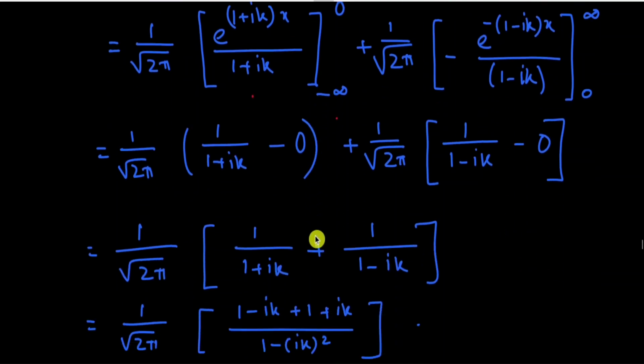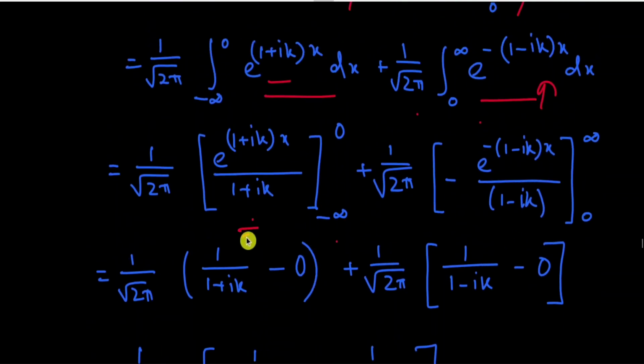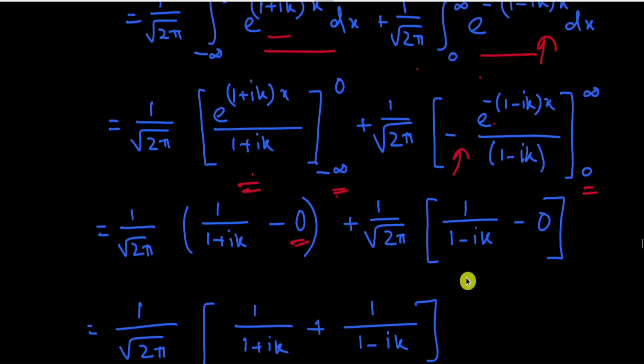Now if we put the upper limit in this function, the exponential gives 0, and simply this gives 1 by 1 plus ik; and if we put x equal to minus infinity, we get the value 0. Similarly, if we put the value 0 as the lower limit, this gives minus of this, and with the other minus it gives simply 1 by 1 minus ik, into 1 by root 2 pi.